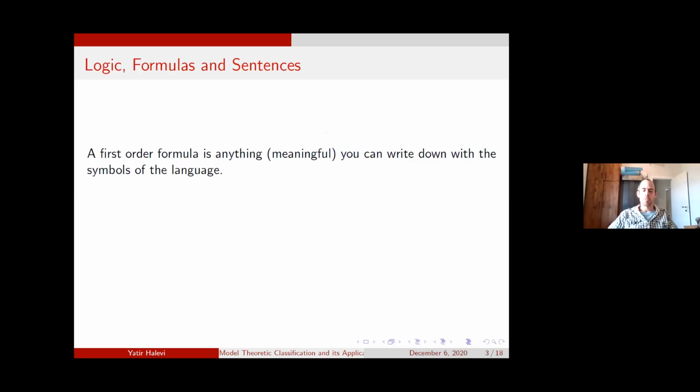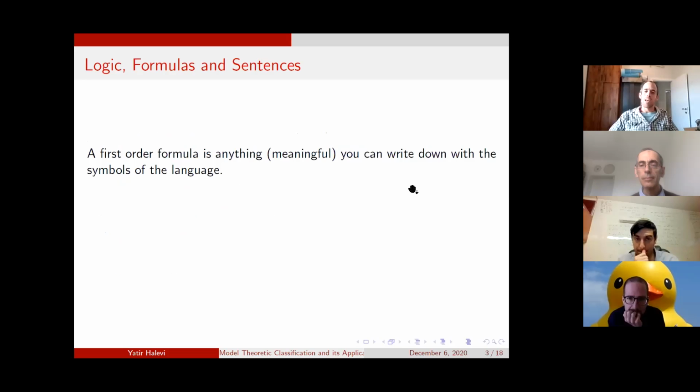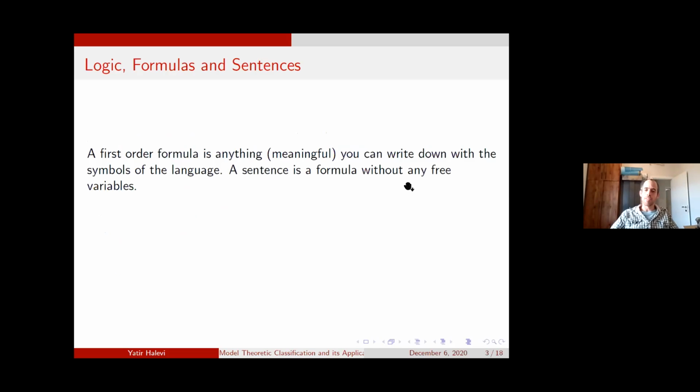What can we do with those? A first order formula is anything meaningful. When I say meaningful, I believe you can understand what I mean by that. Written down with the symbols of the language. A sentence is a formula without any free variables. Let's see some examples.